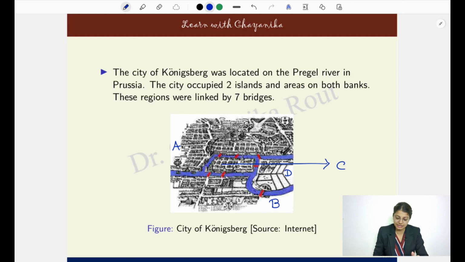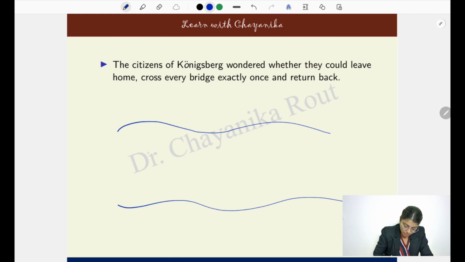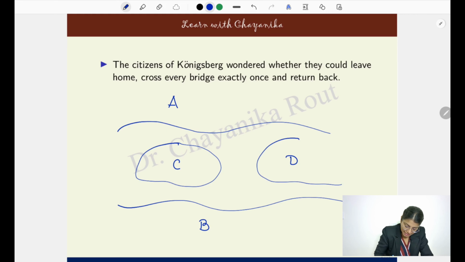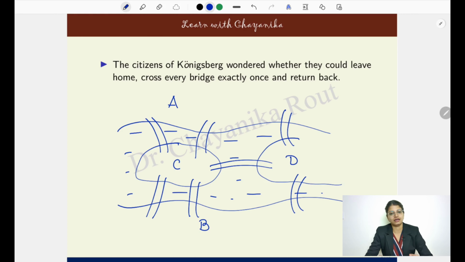Now, to understand the problem, let us simplify this pictorial representation of this city into a more simplified form so that we can get a better picture of it. So, I am basically simplifying the figure a little bit. Suppose this is our river Pregel, due to which the city is divided into 2 islands. Now, this is one bank of the river, this is the other bank. The 2 islands are represented by C and D. This is the Pregel river that I am indicating. Of course, we do have the bridges. So there are 7 bridges in total. A bridge connecting the 2 islands also. So this is the whole picture of the city of Konigsberg.